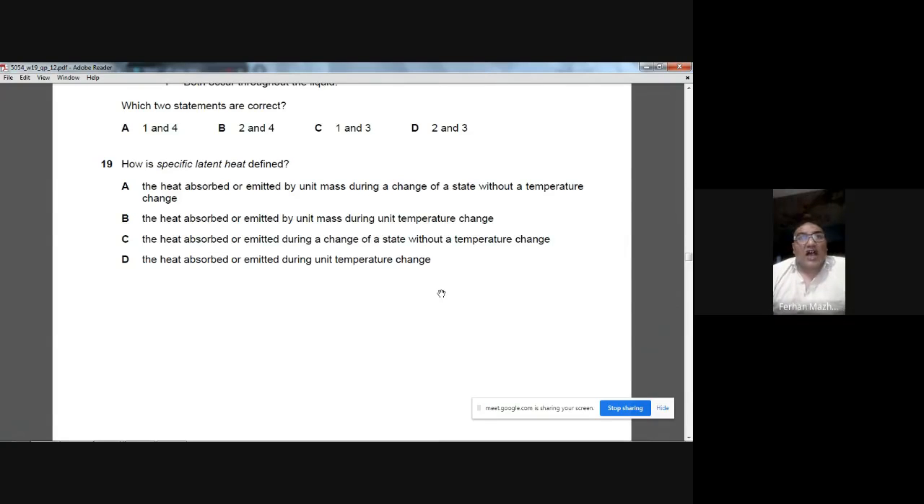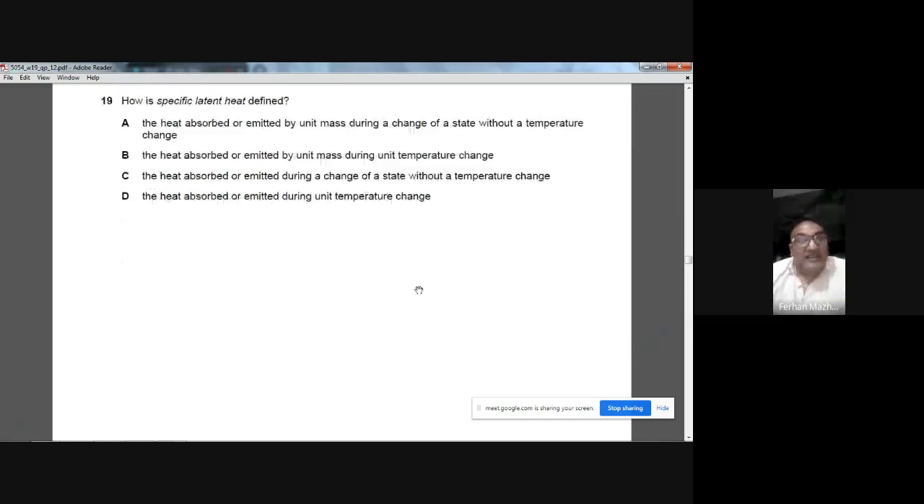Question number 19: how is specific latent heat defined? Specific latent heat is the amount of heat required to change the unit mass of an object from one state to another state without changing temperature. It is defined by having a change of state without a temperature change. A is the right definition. So question number 19, A is the right option.